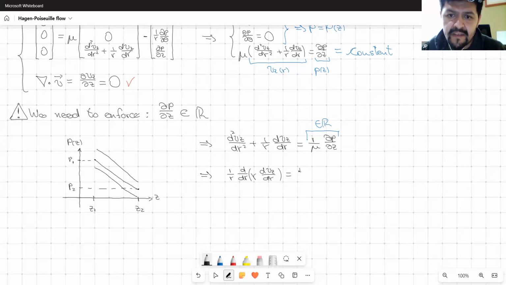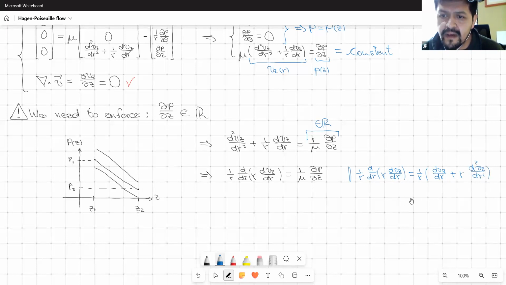And that's equal again to 1 over mu, the partial of P with respect to z. So what I used here was basically the fact that if I take 1 over r, the partial with respect to r of r times the derivative of the velocity with respect to r, that's going to be the derivative of the product rule. So it's 1 over r multiplying the derivative of this, which is 1, times the second, this function here, plus the first times the derivative of the second.